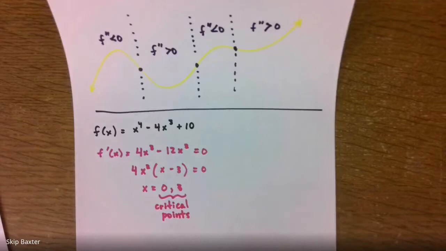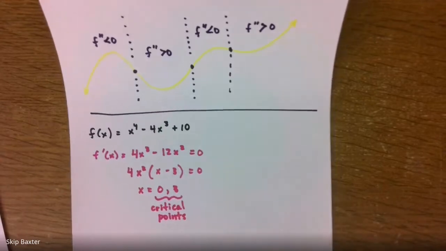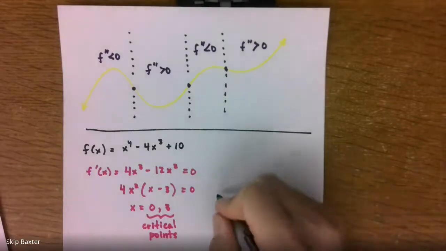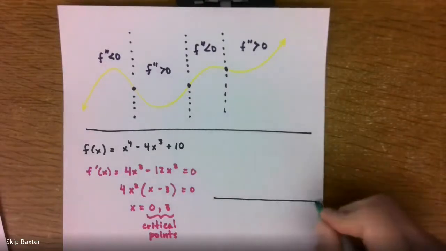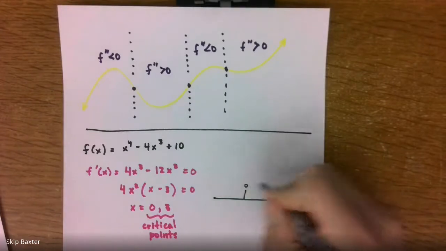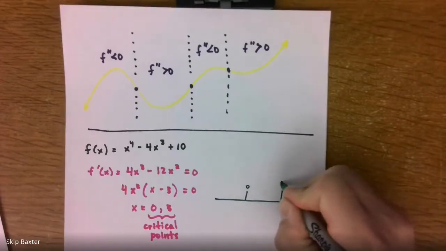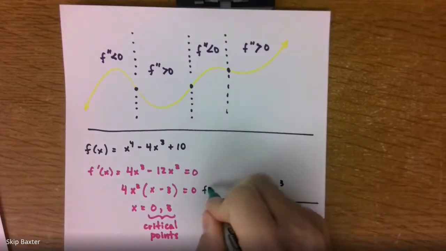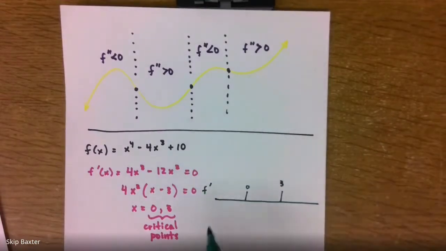Right? So I could do a first derivative chart here. So my first derivative chart would look like this. I'd have my little x-axis here. I have 0 and 3. And this is f prime. And then I just need to determine whether it's positive or negative on each of these intervals, right?